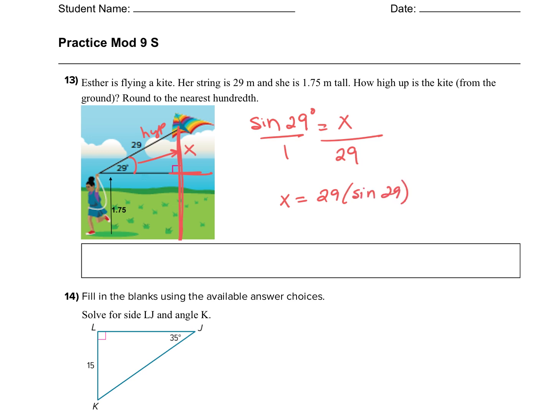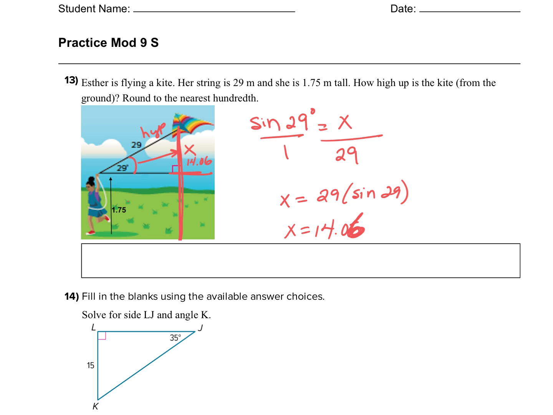And you can plug that into your calculator exactly like this. 29 times the sine button of 29, and I get 14.05. Okay. Well, actually, if I was to round, I get 14.06. Sorry. Okay. So that's this length here. This is 14.06. Okay.